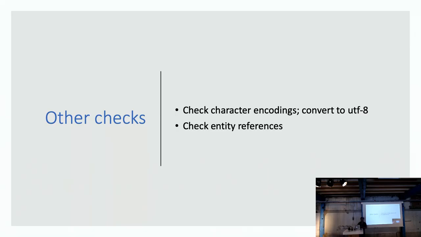Other checks to do are character encodings. Sometimes CSV files are ANSI encoded, so you have to convert them to UTF-8. And also check all the entity references, because the Drupal API does do a good job of logging all the messages, logging all the errors. But if a migration runs for weeks at a time, you don't always have the luxury to read all the bug messages.